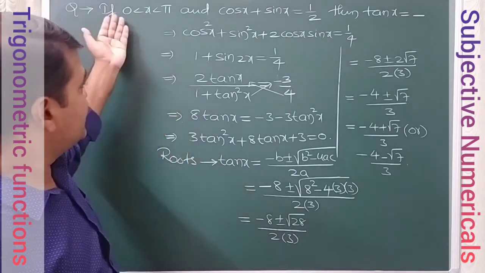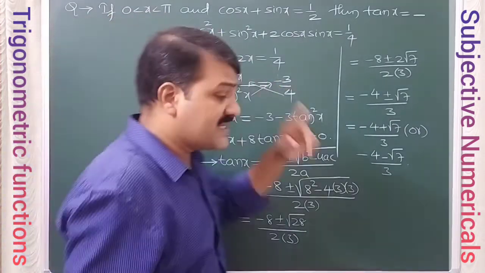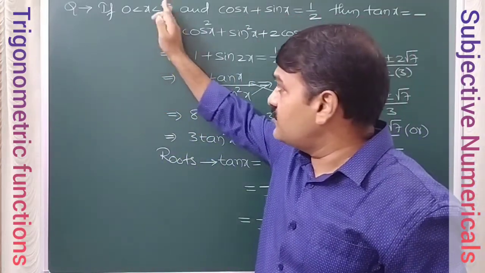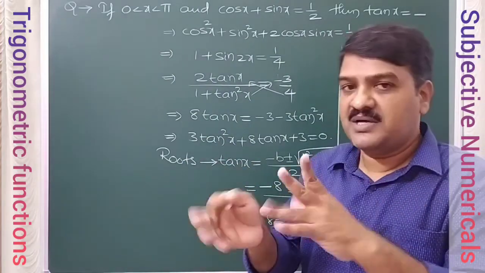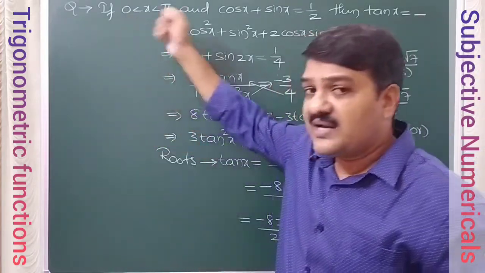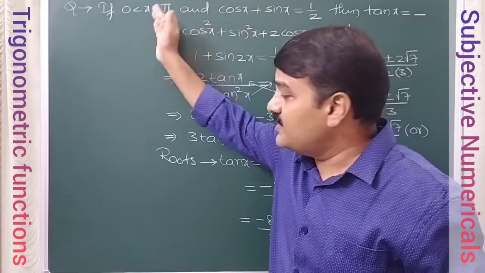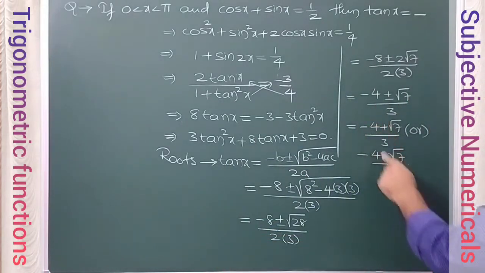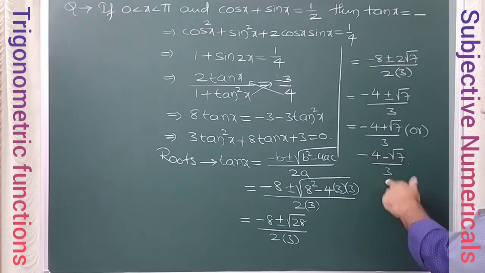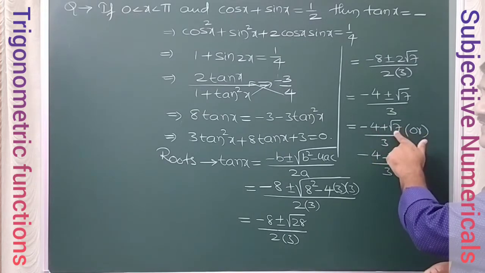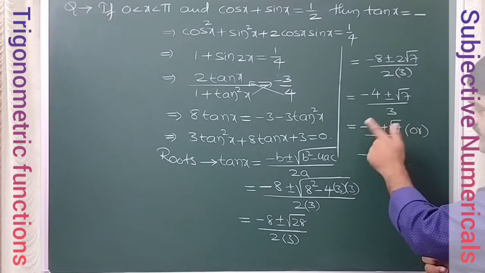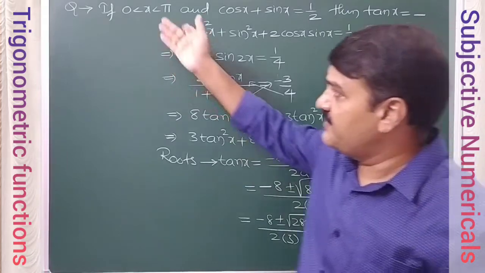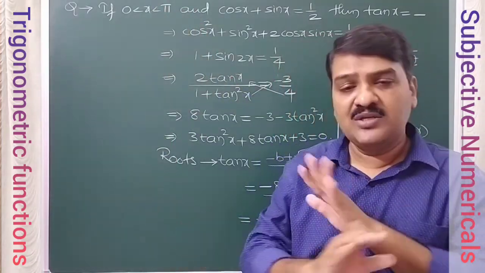Of course, x is between 0 to pi, so from the given information x can be in the first quadrant or second quadrant. Therefore tan x can be positive or negative, both are possible, because in the first quadrant tan x is positive and in the second quadrant tan x is negative. Here, root 7 is less than 3, so this is also negative only. Both are negative, and from the given information tan x negative is absolutely okay, no problem.